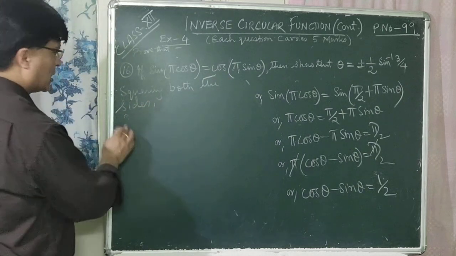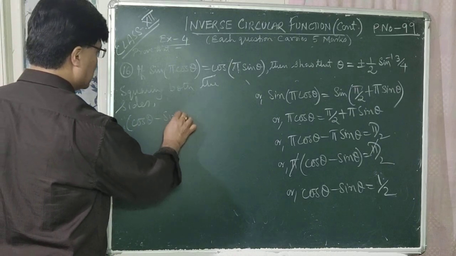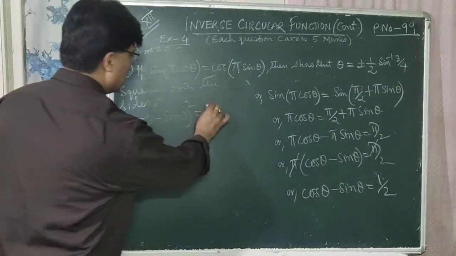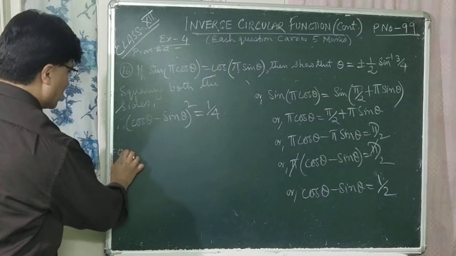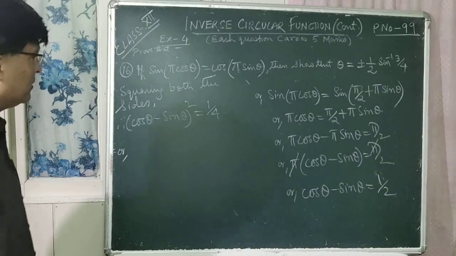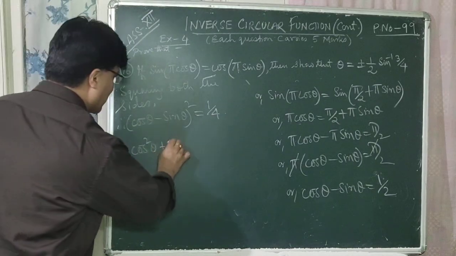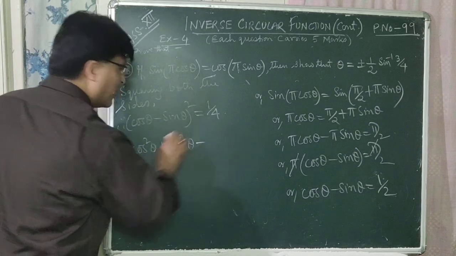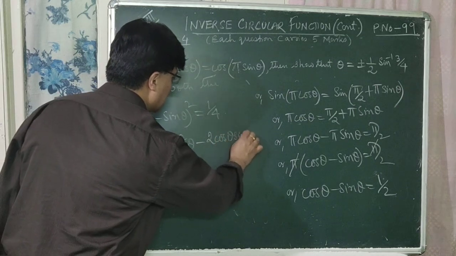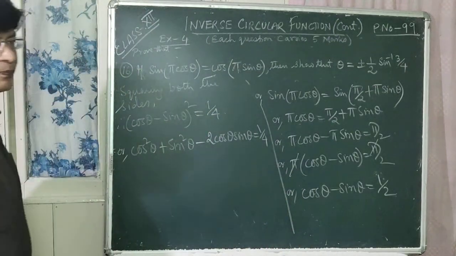So squaring both the sides, what do we get? Therefore (cos theta minus sine theta) whole square is equal to, right inside it is also half whole square, that is 1/4, right? Now this is your (a minus b) whole square. What is (a minus b) whole square? a square, that is cos square theta, plus what is b whole square? It is sine square theta. Then minus twice ab. What is twice ab? It is 2 cos theta sine theta, which is equal to 1/4, right?